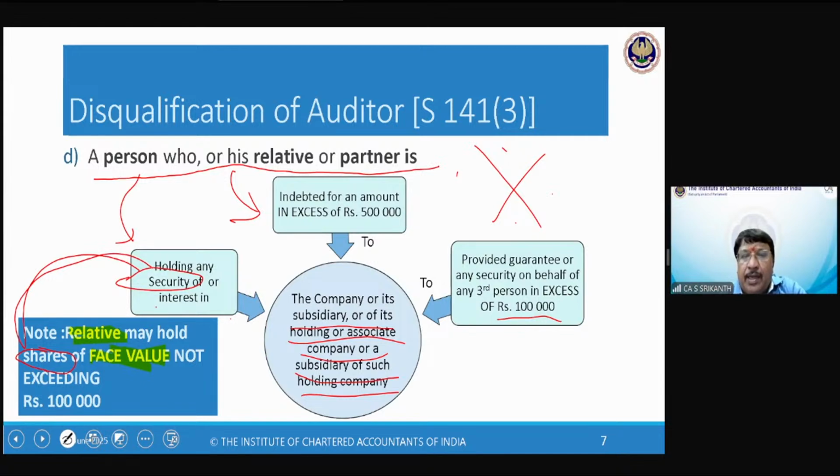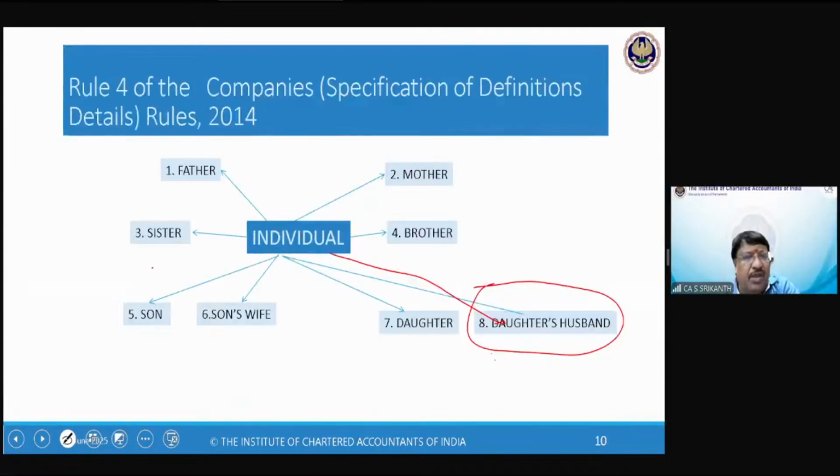Other than that, there is no exemption. Even a relative cannot be indebted for more than 5 lakhs, and even a relative cannot give more than 1 lakh guarantee. The auditor cannot hold even one share, one security, whereas relatives can hold shares of face value not exceeding 1 lakh. Relative we have seen.